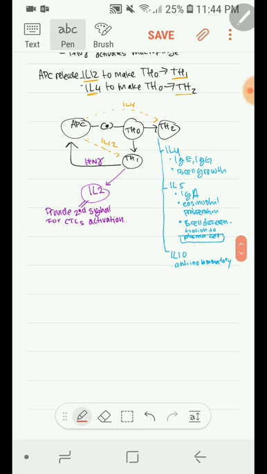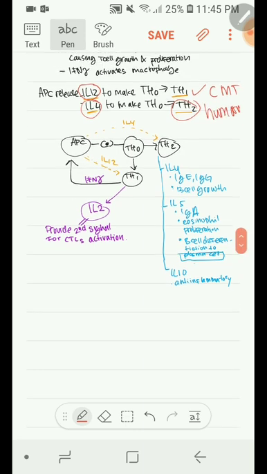So the antigen presenting cell will release cytokines to differentiate the T cell. If it releases IL-12, it will make the TH0 or naive T cell become TH1, which mediates the CMI, and if it releases IL-4, it makes TH2, which mediates the humoral immunity.